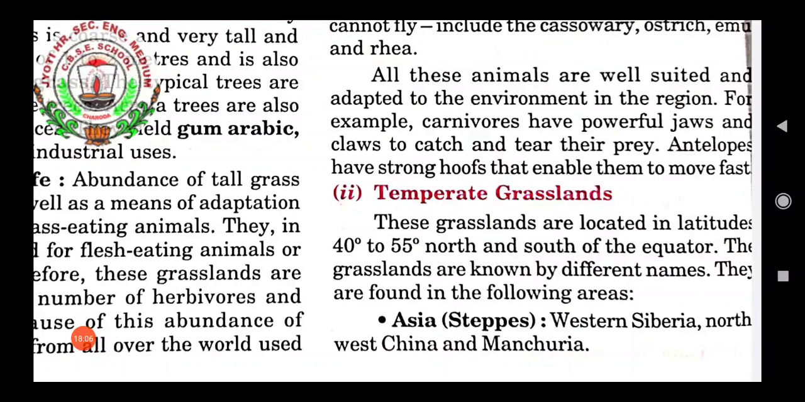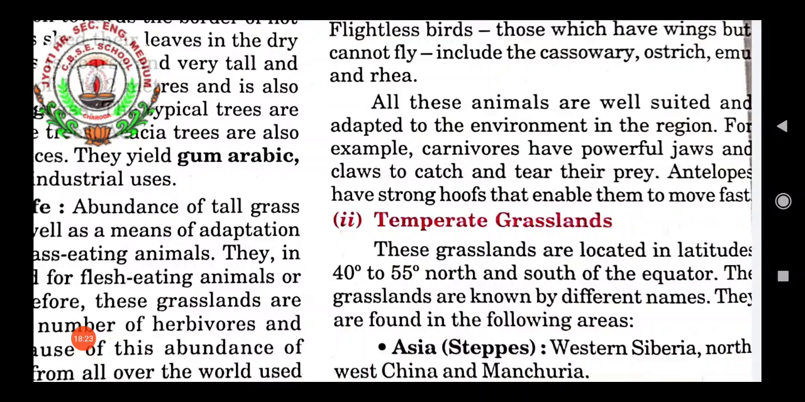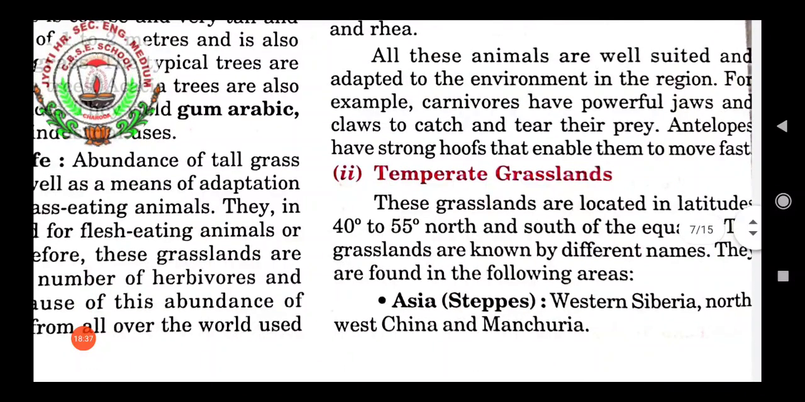Now some animals are there to whom this vegetation has been suited a lot, and they have adapted to the environment. So they have developed very powerful jaws so that they can eat their prey. They also have very powerful claws so that they can catch their prey. They can tear their prey and eat it very easily. Some antelopes are also there with strong hoofs. Hoofs means the horny part of the foot of animals.